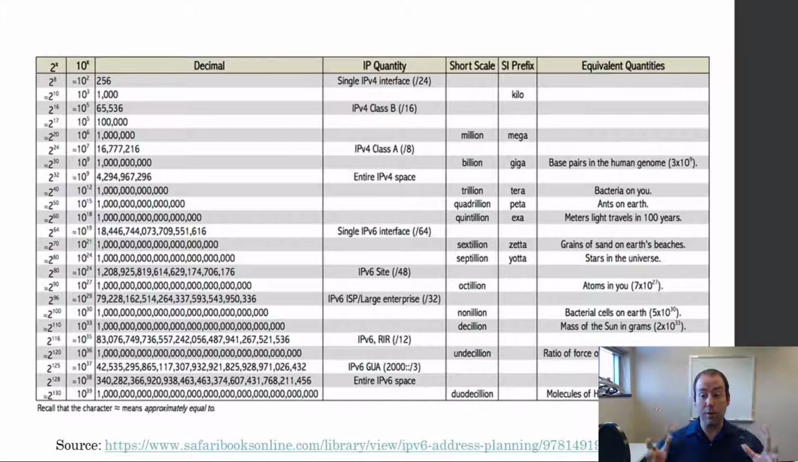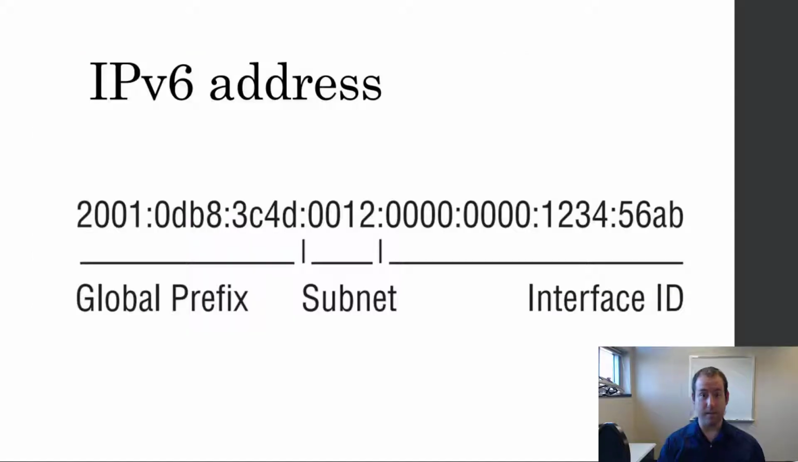Look at this graph. Look at the equivalent quantities. There are more IPv6 addresses than there are atoms in you, not even close. More than there are bacterial cells on Earth. More than the mass of the sun in grams. It's a lot of addresses.